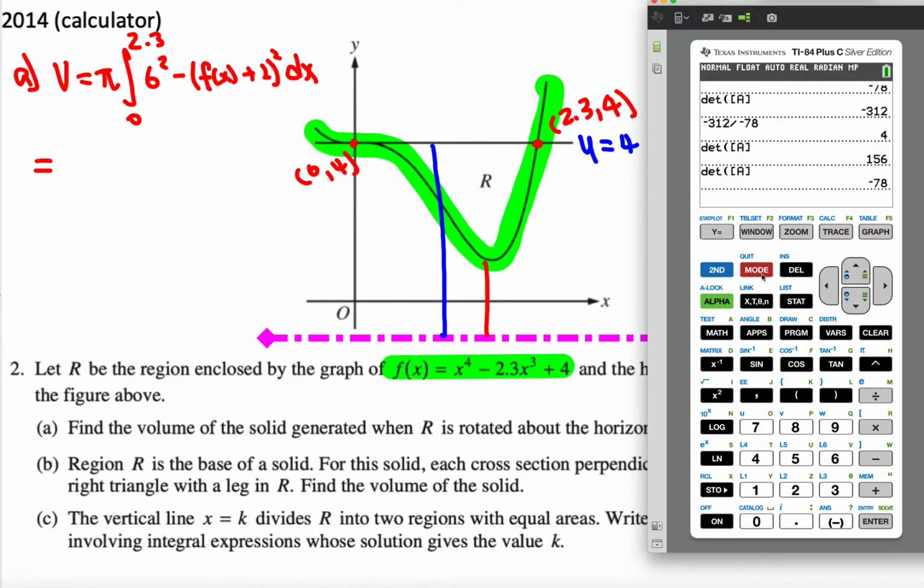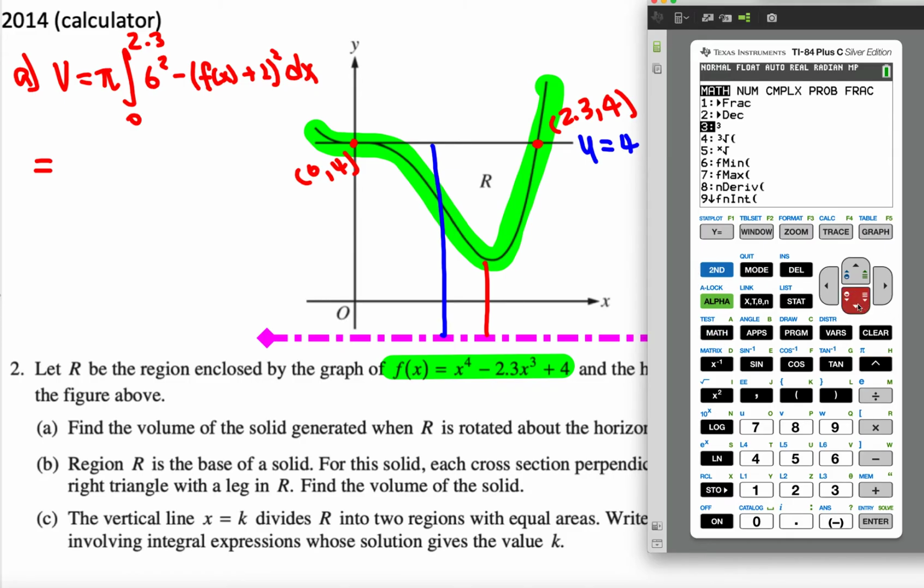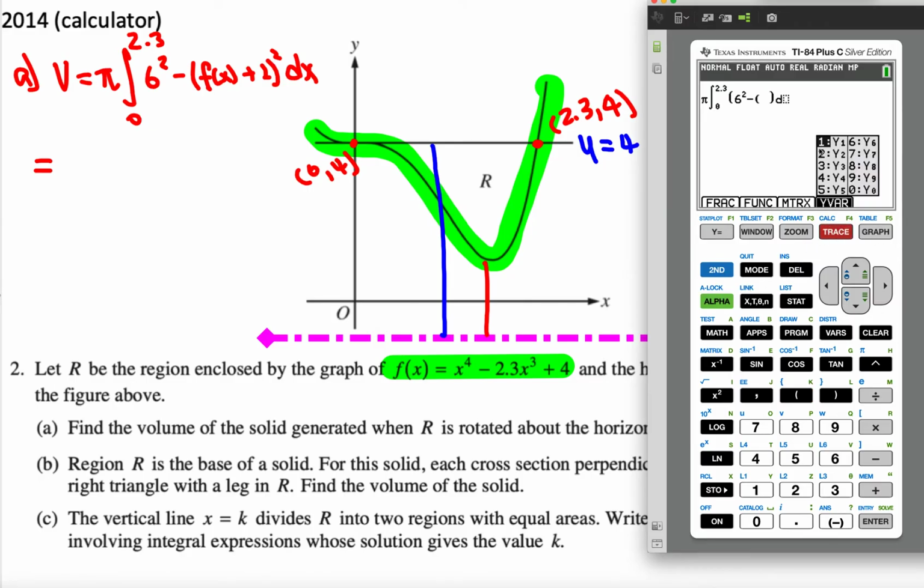Second, quit. So what I want to do is multiply that by pi, so I'm going to do second pi times the integral, math, integral, going from 0 through 2.3. And then the first one is 6 squared minus parentheses f of x, which we stored as y sub 1. So alpha, y sub 1, that one. And then plus 2, quantity squared.